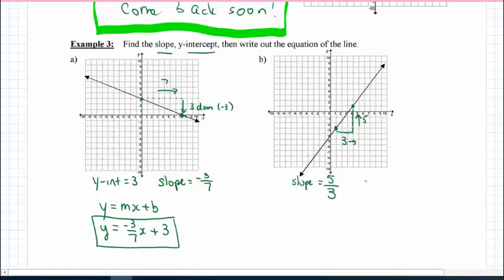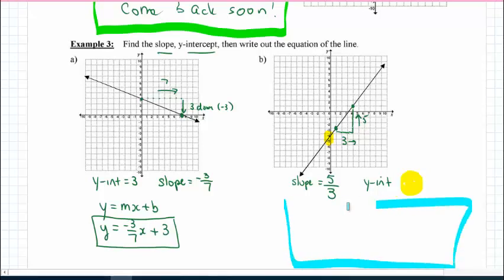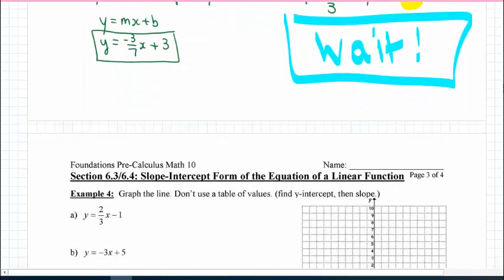For this one though, like my previous example in 2b, it's kind of hard to find the y-intercept. Oh, it's not a nice number. Once again, I'm going to say, come back soon. Wait, we'll do this a little bit later. Be patient. Alright, moving on to the next page.